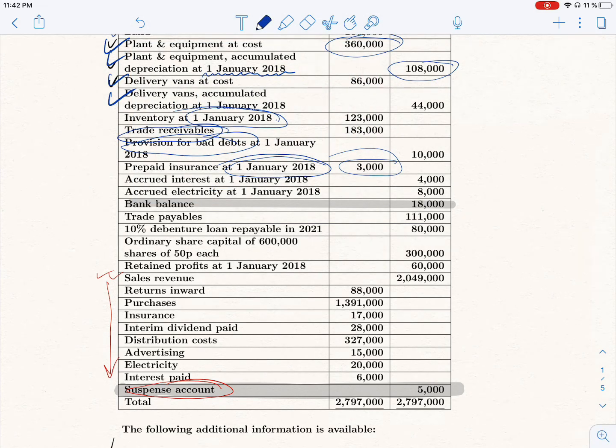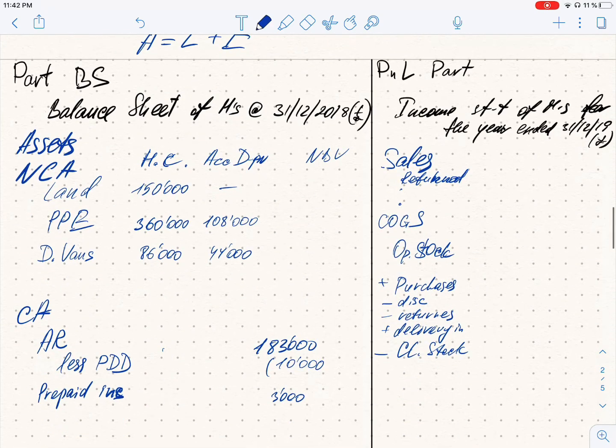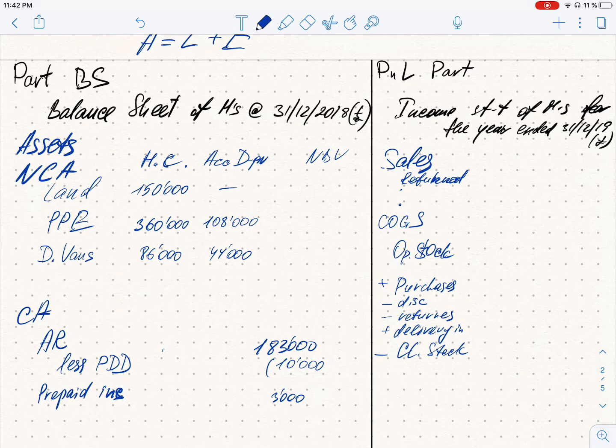So let's start to fill in the income statement. The first line, sales revenue with the credit balance, 2,049,000 should appear here. 2,049,000. We have the next line, returns inward, and returns inward are the goods which were previously sold to the customers, and for any reason the customer decided to return them. So that amount should decrease our gross sales to net sales amount, 88,000 pounds in our case.